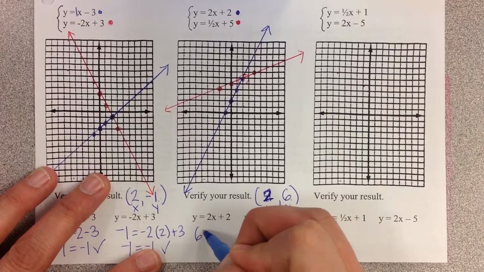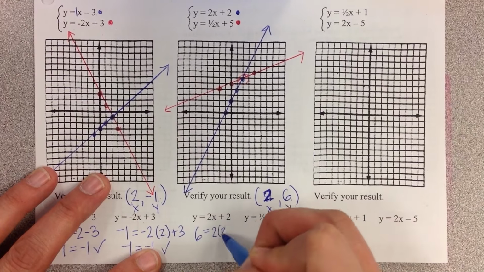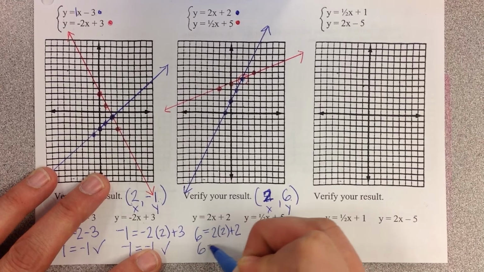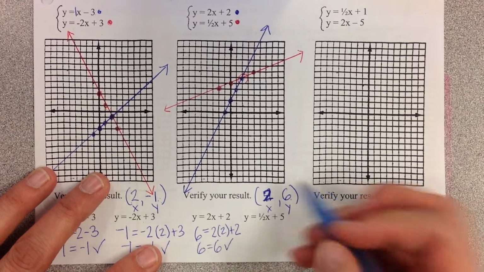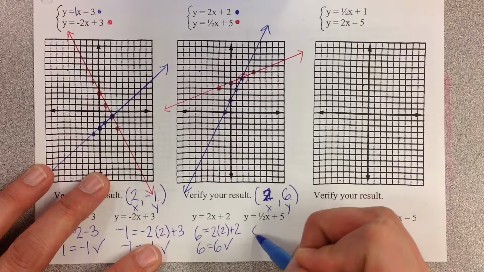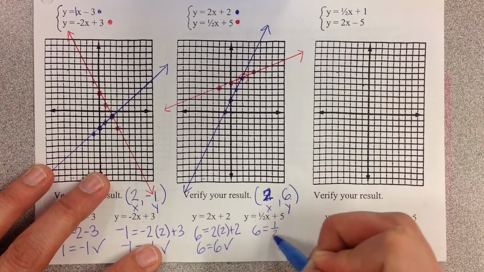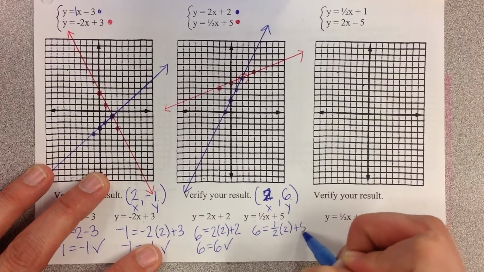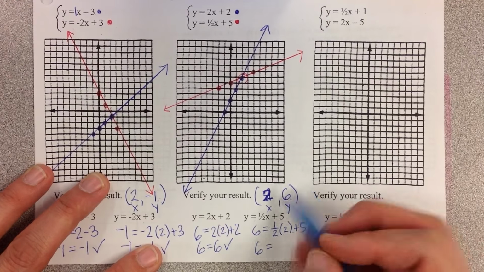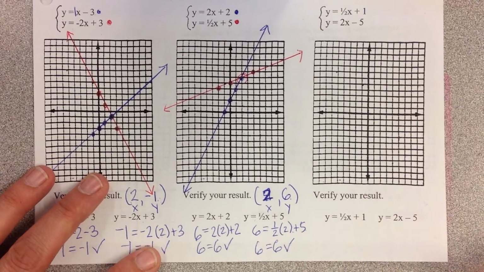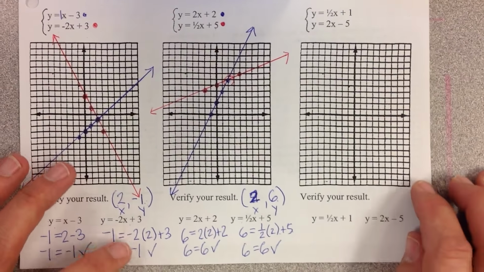Substitute in: 6 is equal to 2 times 2 plus 2, and that is a true statement. 2 times 2 is 4, plus 2 is 6. Now for this one, substitute 6 in for y: 6 is equal to 1/2 times 2 plus 5. 1/2 of 2 is 1, plus 5 is also 6. So we have verified using algebra and by graphing.